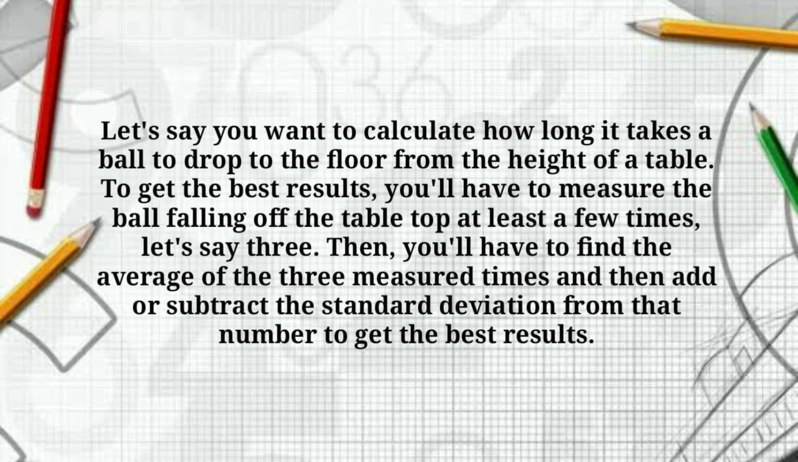To get the best result, you will have to measure the ball falling off the tabletop at least a few times, let's say 3. Then you'll have to find the average of the 3 measured times and then add or subtract the standard deviation from that number to get the best results.